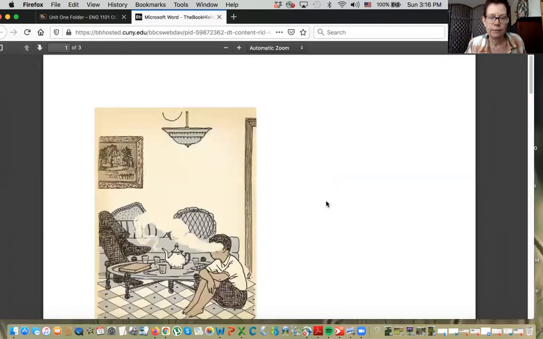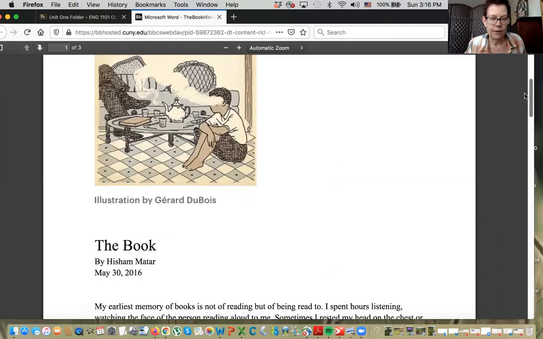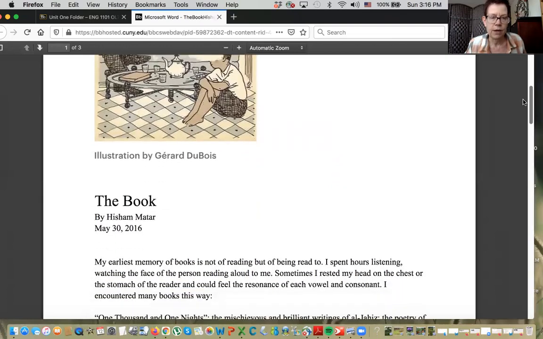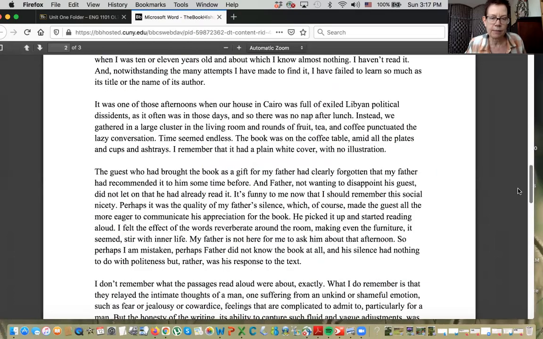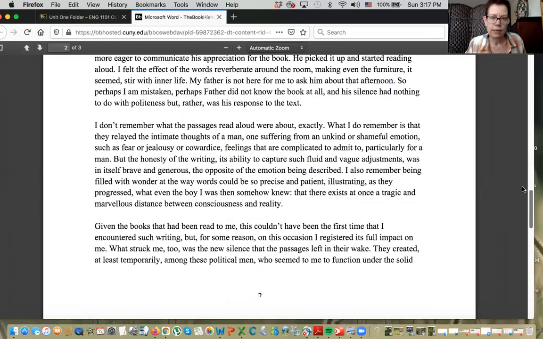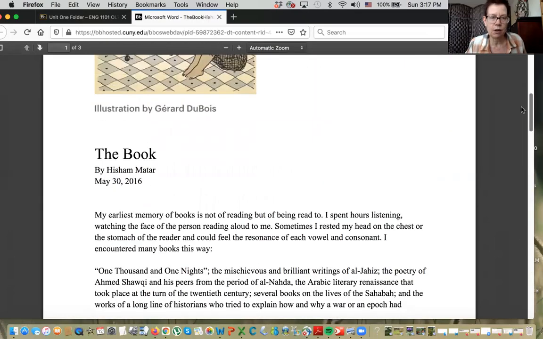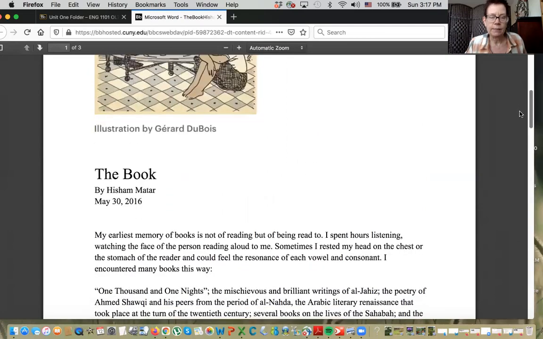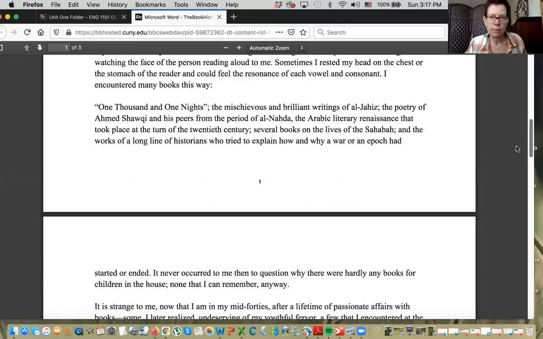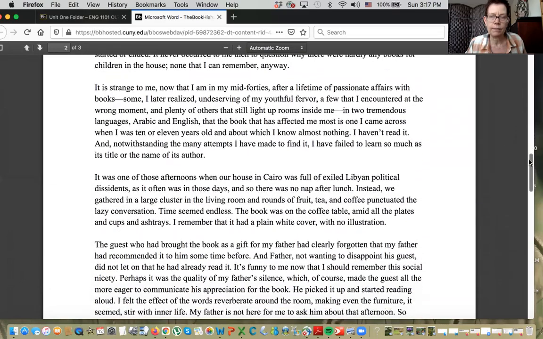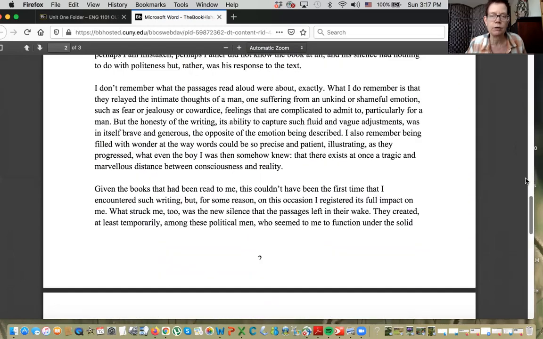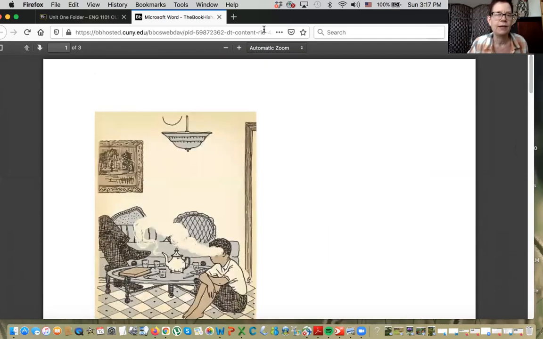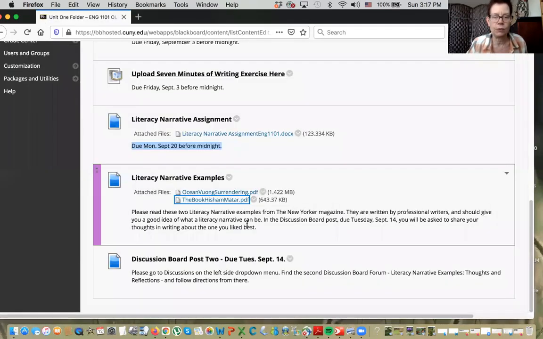All right, the second one. It's called The Book by Hisham Matar. So this is about the same length, as you can see, right? It's not even 3 pages long. And it's a memory from childhood about a book that was in his parents' house that he found to be curious and mysterious. All right. So those are the 2 of them.